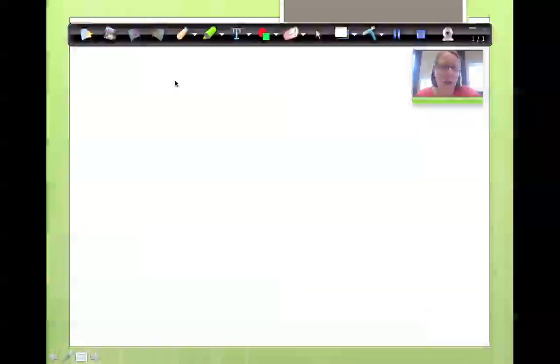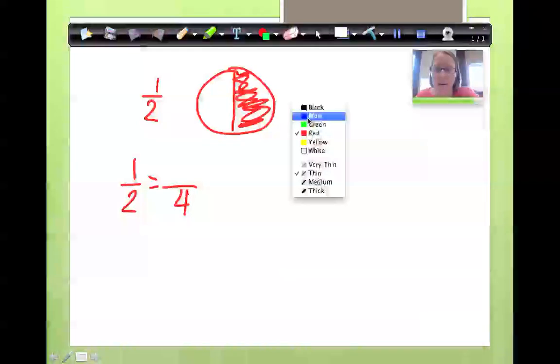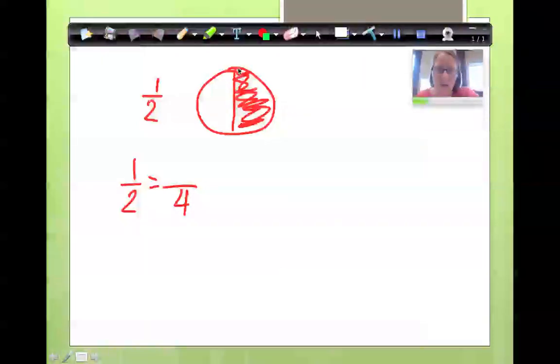Okay, this is 1/2. So I would like to know, if I have a picture of this, it could look like this. I shade in one region. This would be 1/2. Now, what if I write, how many fourths would 1/2 equal? Can you tell me how many that would be? Well, imagine that I cut this into fourths. How many fourths would that be? It would be 2 fourths.